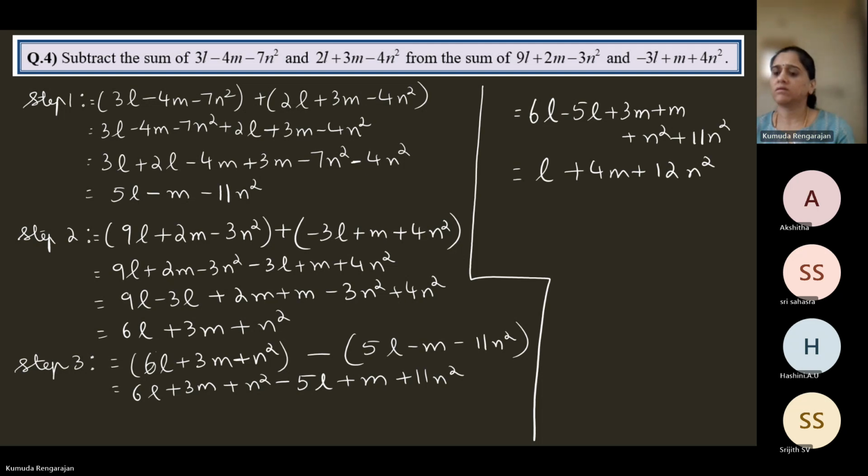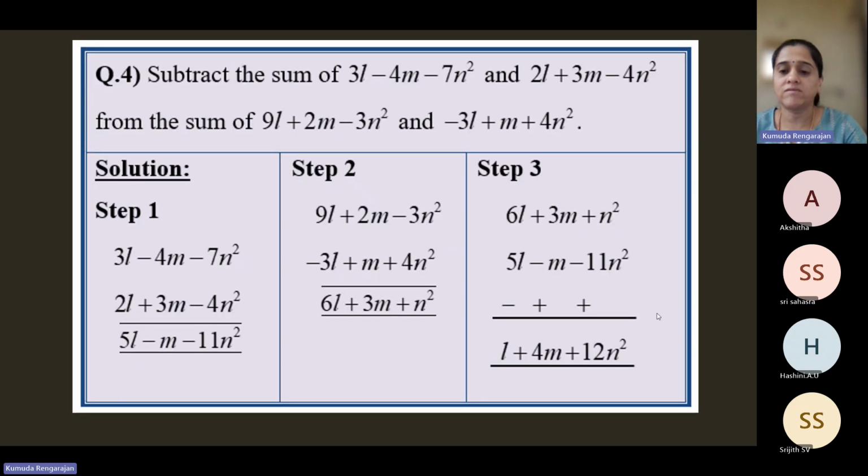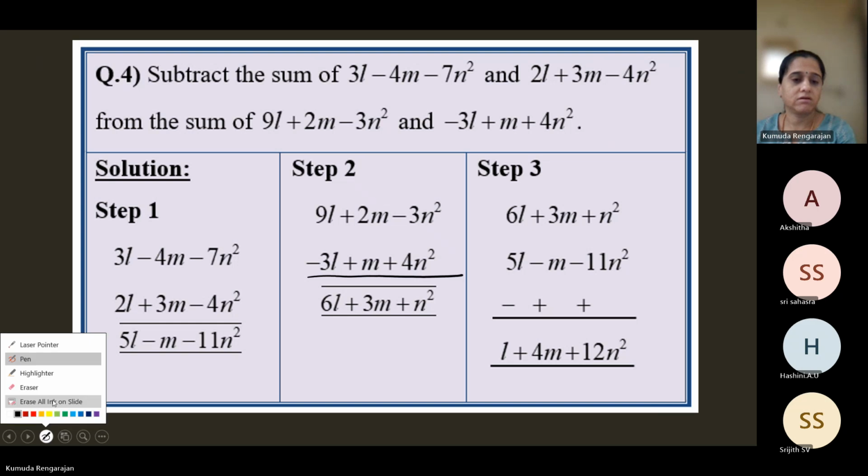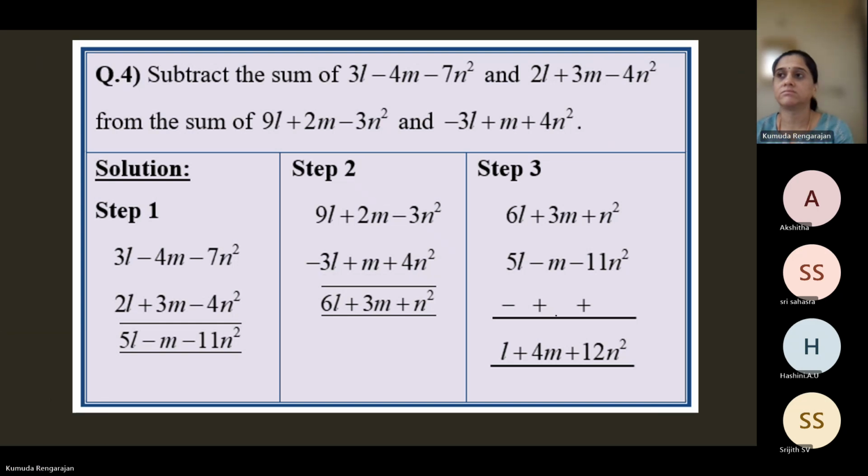Completed? What do you say? Okay. Have a look at the vertical method. In the vertical method, when it's subtraction, you'll have to change the signs throughout on the second expression. Not here, here.